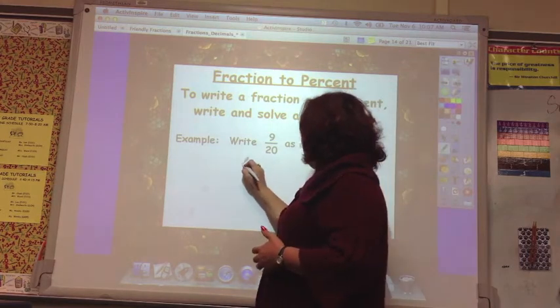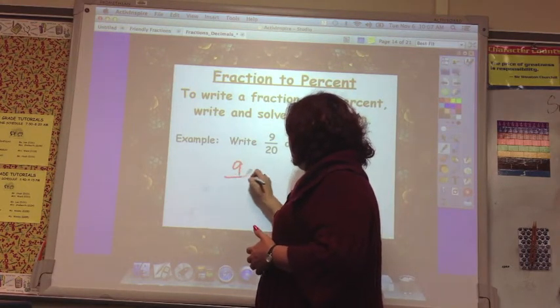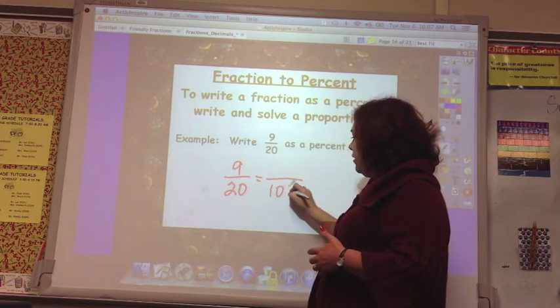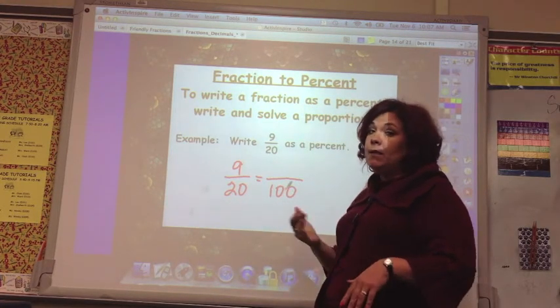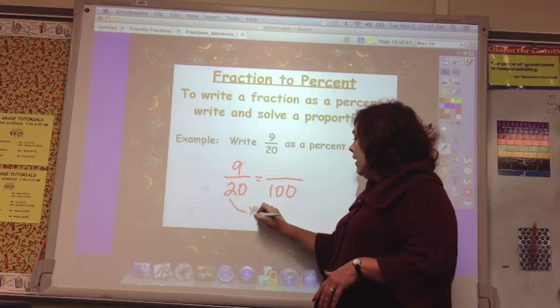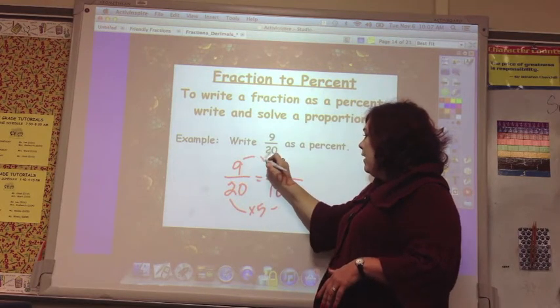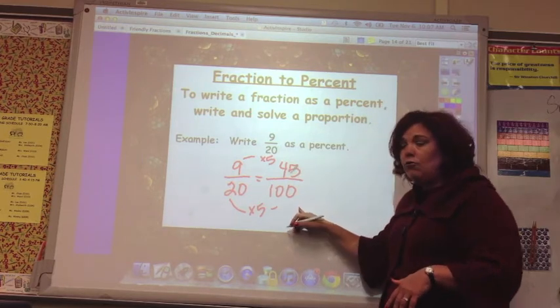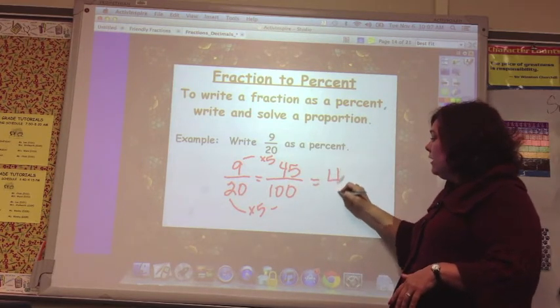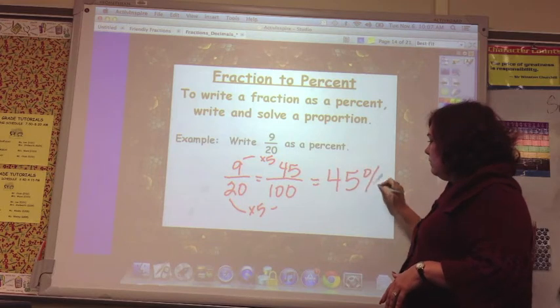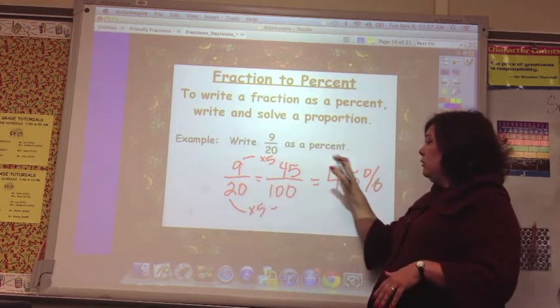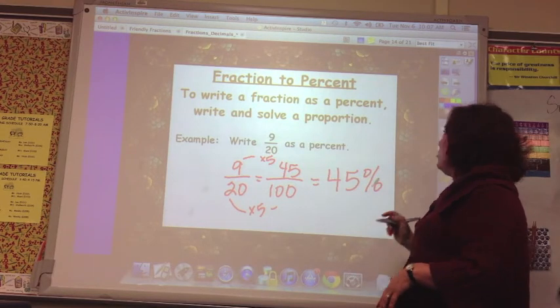So if you've got 9/20, you've got to get it to 100. How do you do that? You do it by scale factor. Times 5, times 5 is 45. Once you have it out of 100, you can write 45%. Okay? So this is taking a fraction to a percent. You've got to get it over 100.